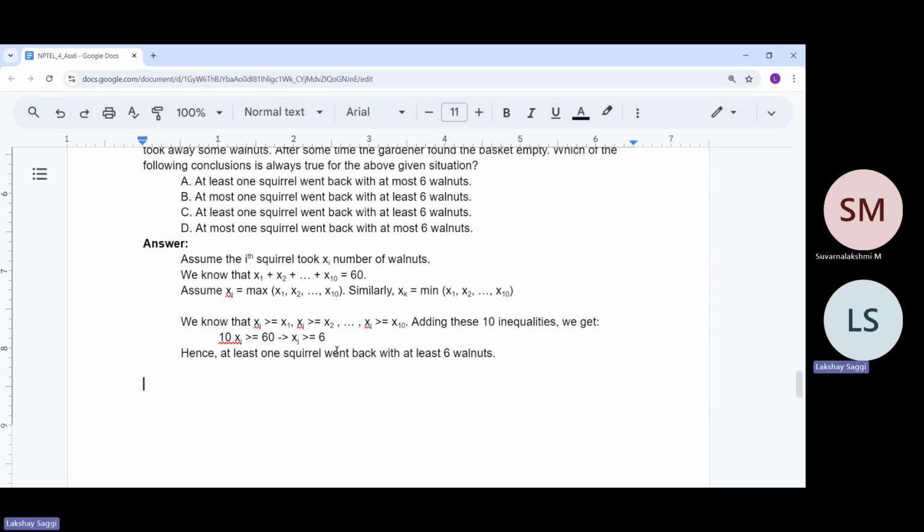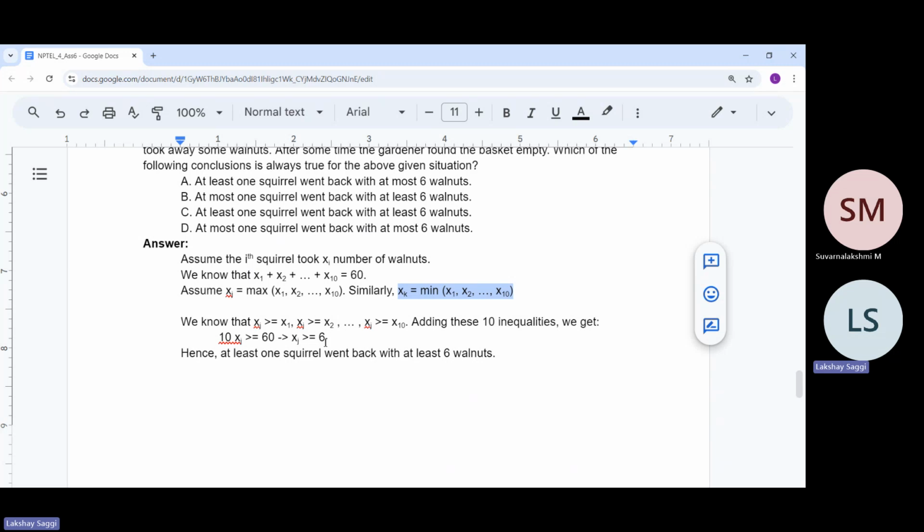Now, similarly, first we showed that xj is greater than or equal to 6. Now we know that xk is the minimum over these. So this is the number of walnuts taken by the kth squirrel, and it is the minimum over all these quantities. And now these inequalities will be reversed. Xk will be less than or equal to x1, xk will be less than or equal to x2, till xk will be less than or equal to x10. And from that, we'll get that 10 times xk is less than or equal to 60, and from that, that xk is less than or equal to 6.